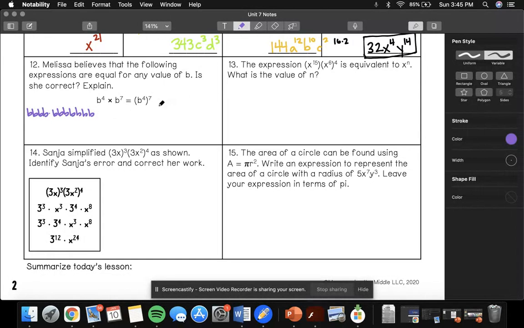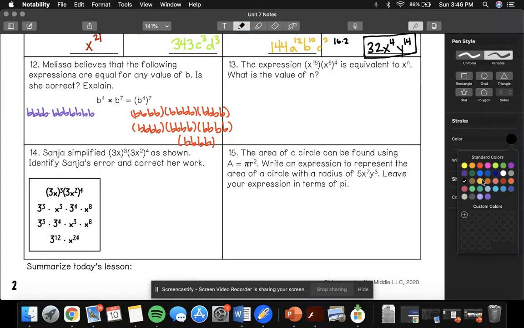There's 7. Okay. And then I'm going to do b to the 4th 7 times. 1, 2, 3, 4, 5, 6, 7. Okay. So looking already, I don't think that they're going to be equivalent, because if I look, there is a total of 11 b's being multiplied right here. Okay. And then there's a total of 28 b's being multiplied right there.